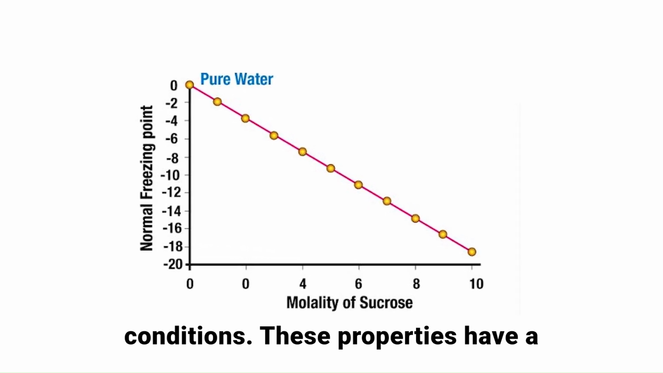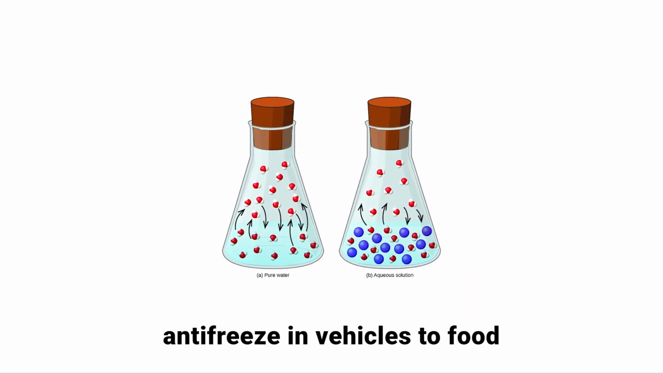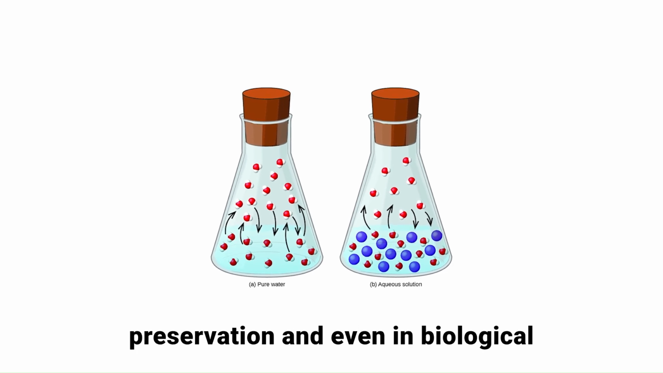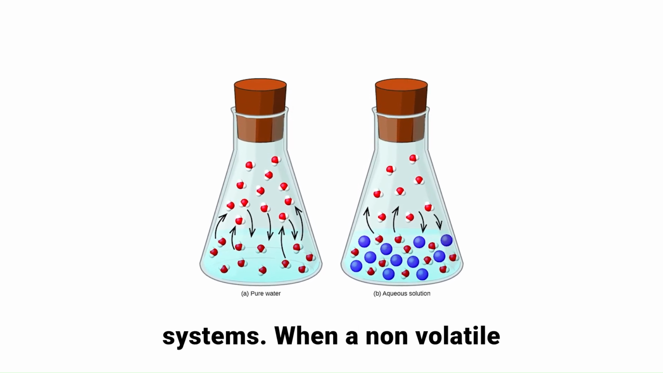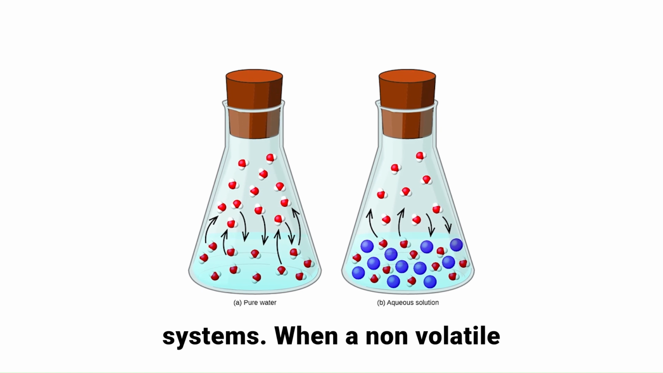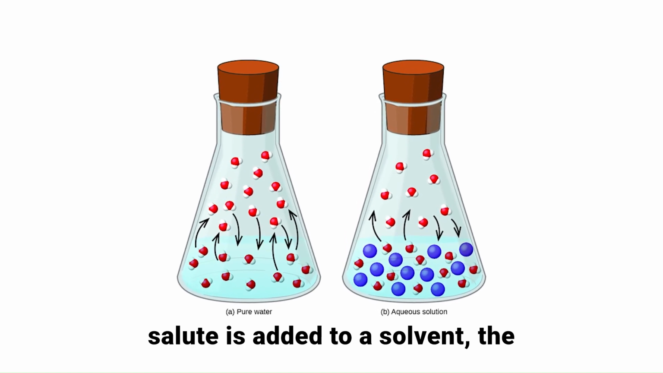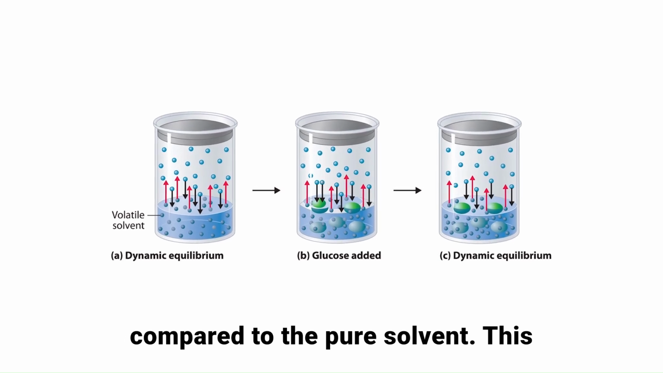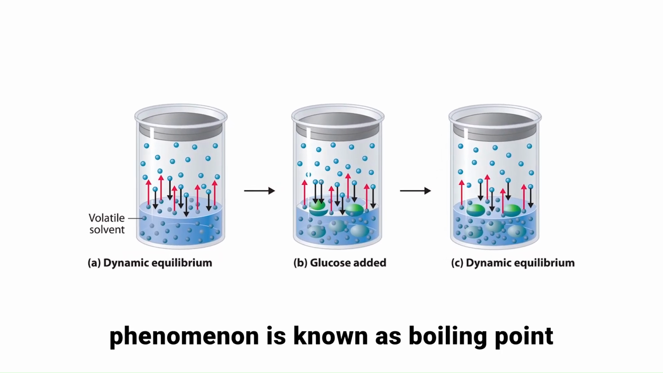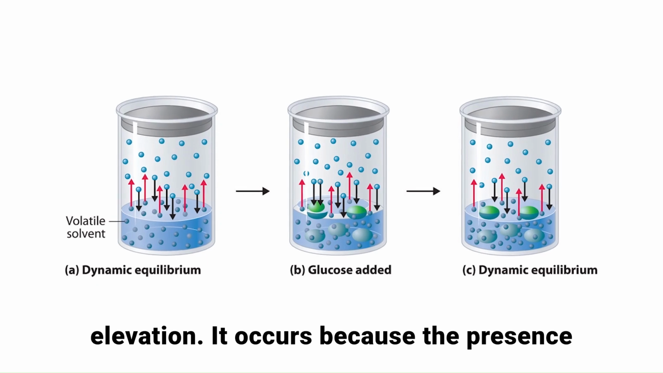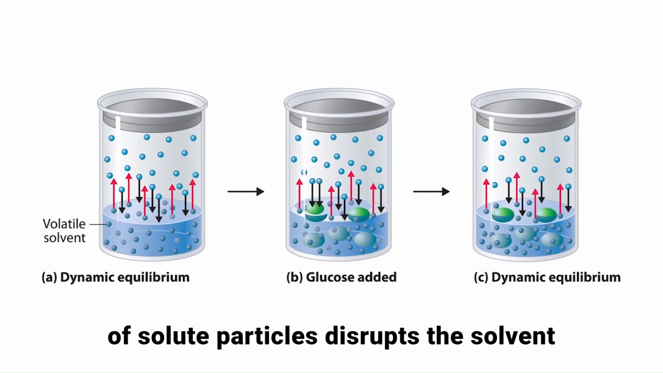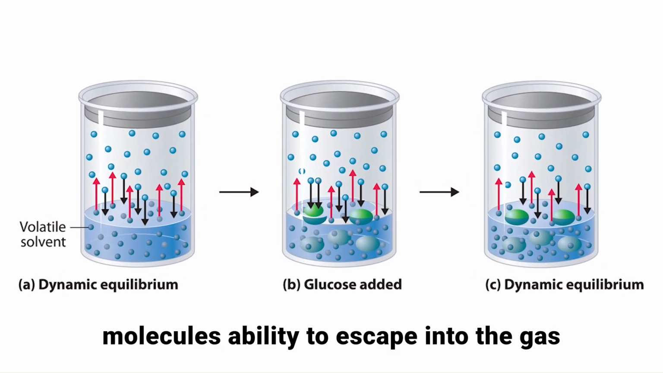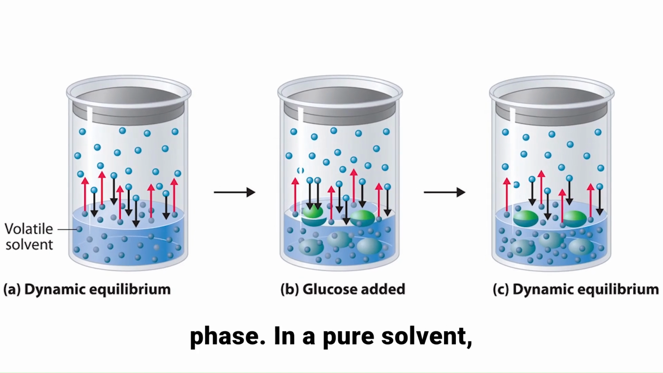These properties have a wide range of applications, from antifreeze in vehicles to food preservation and even in biological systems. When a non-volatile solute is added to a solvent, the solution exhibits a higher boiling point compared to the pure solvent. This phenomenon is known as boiling point elevation. It occurs because the presence of solute particles disrupts the solvent molecules' ability to escape into the gas phase.